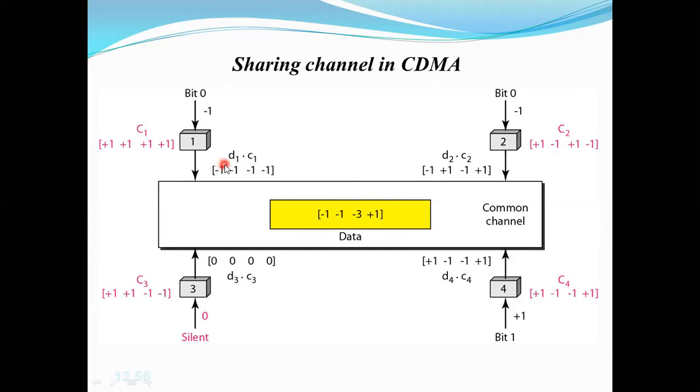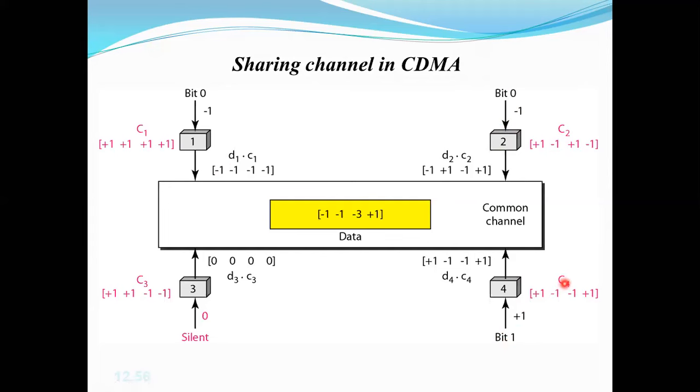This is the result you are going to get. Similarly, all the other stations send their bits. Let us take station number 4. Station 4 sends the bit as 1. That means the element you are going to represent as plus 1.